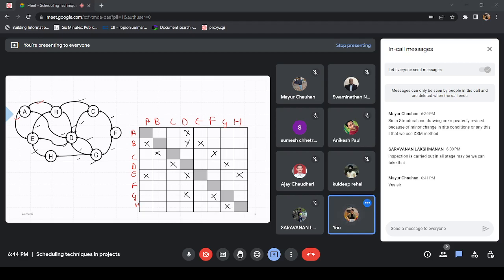So can you guys count the cycles? DG is one cycle involving two.